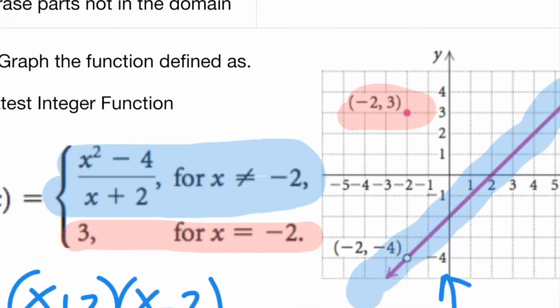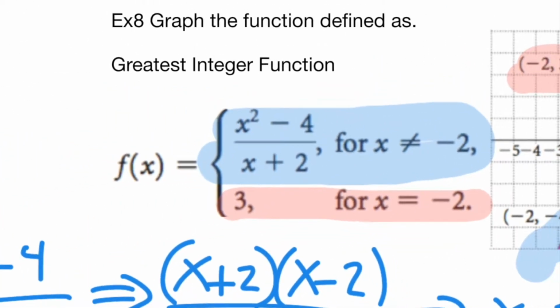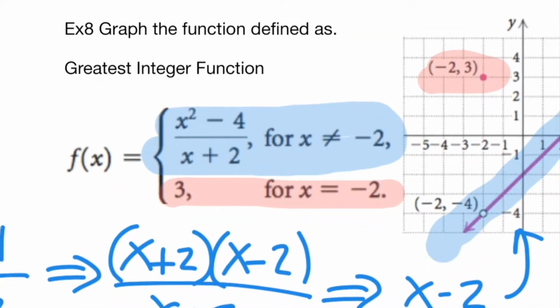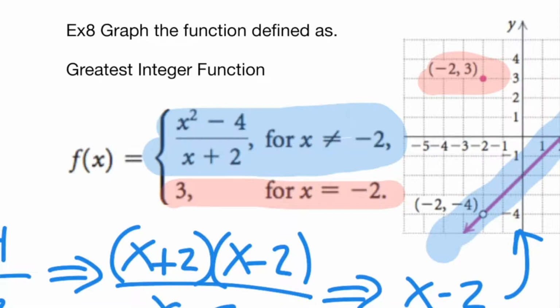Here's another piecewise function. There are 2 pieces. These pieces are relatively standard, but these are kind of strange pieces. And let's look at the conditions. If x is not equal to -2, then you can use this. But if x is equal to -2, then use the red piece. What happens when x is -2?